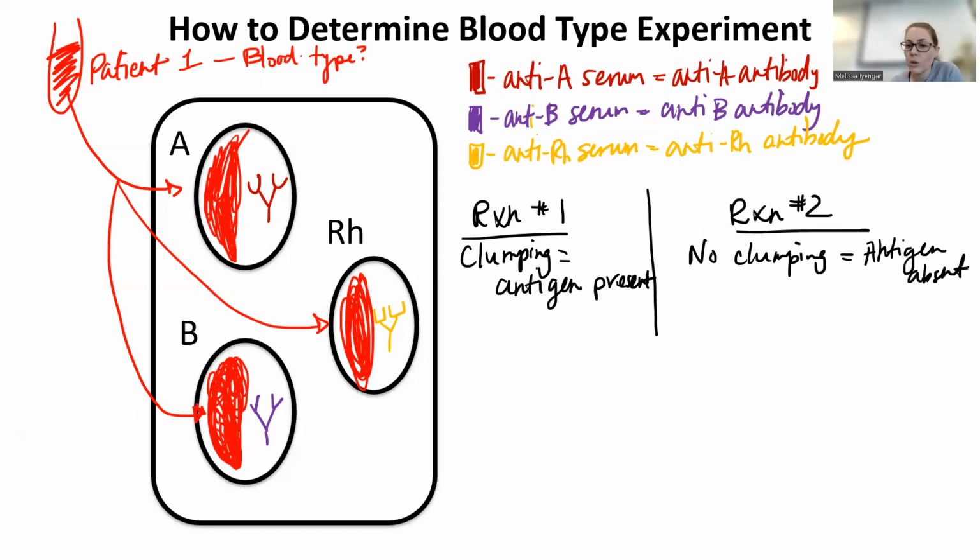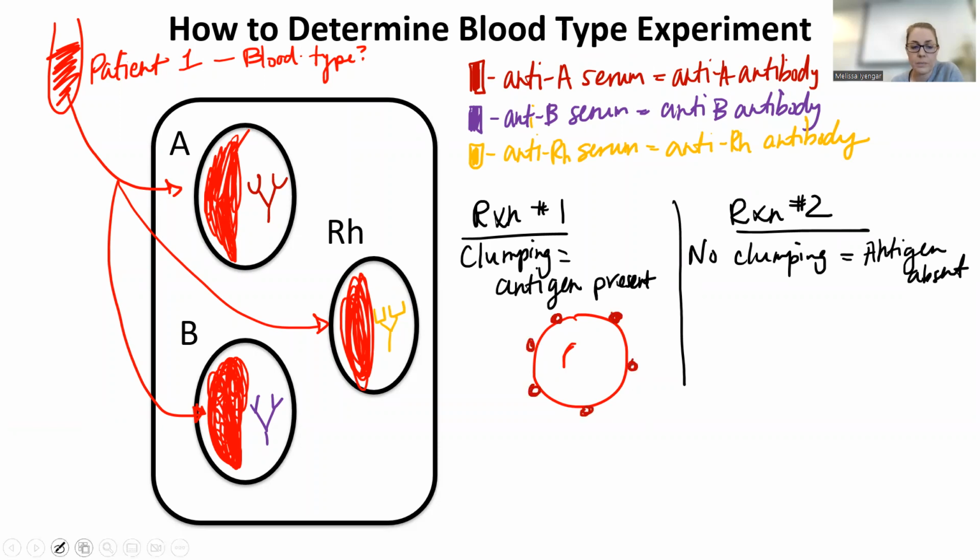That's what's happening. So let me draw out exactly what's happening between these two things. Let's give ourselves an example. We have a red blood cell here, and let's say our red blood cell has the A antigen on it. So when I put my A antibodies in here, you see how those A antibodies are going to attach and cause clumping. You just have to imagine a whole bunch of other red blood cells.